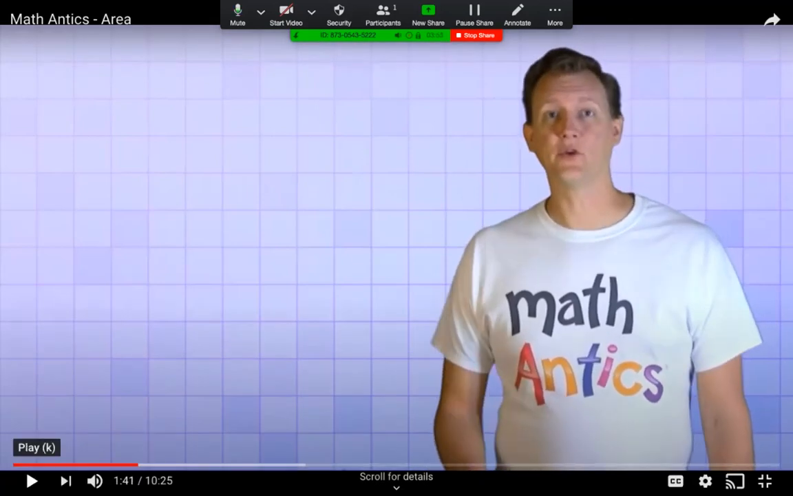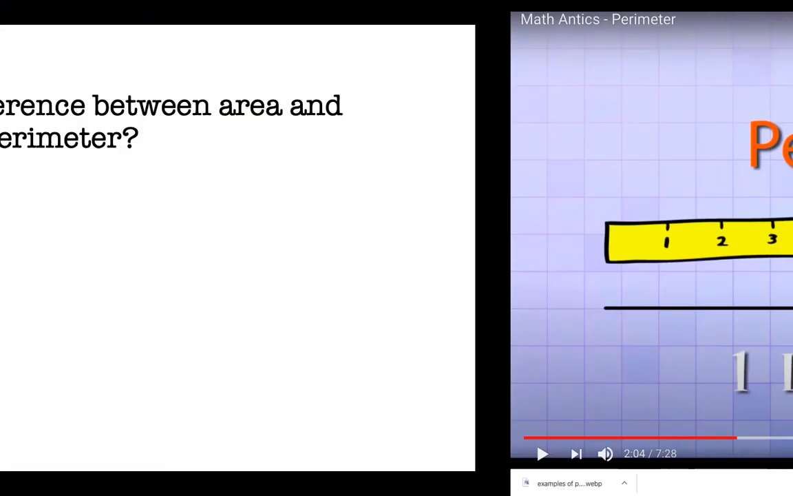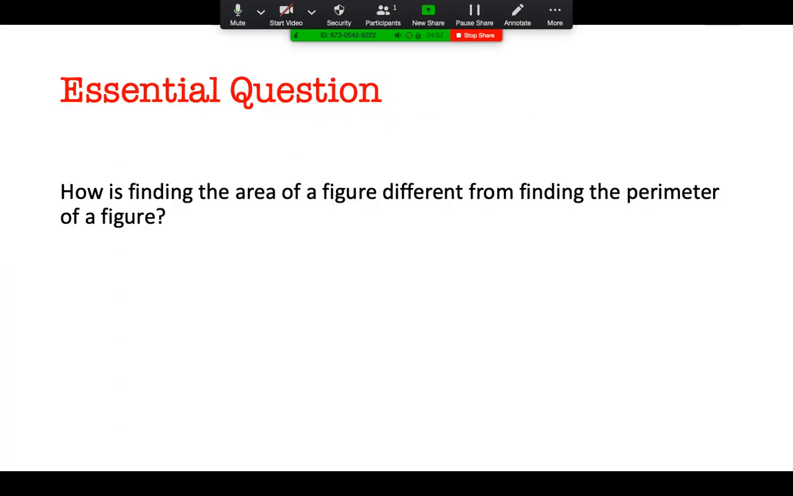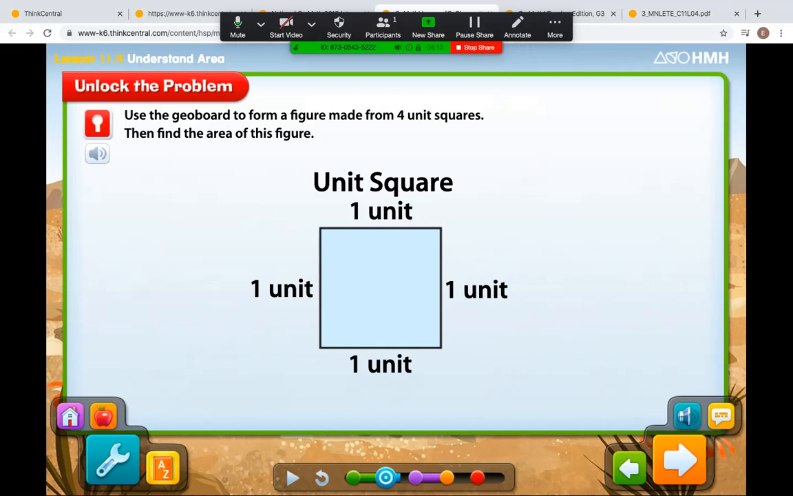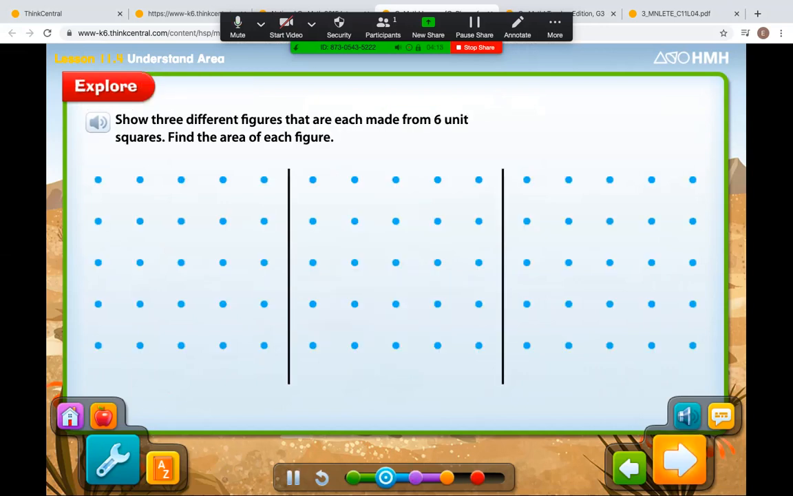So this has given you a basic idea about the difference between area and perimeter. Back to the essential question, how is finding the area of a figure different from finding the perimeter of a figure? Let's look at different figures that have the same area.